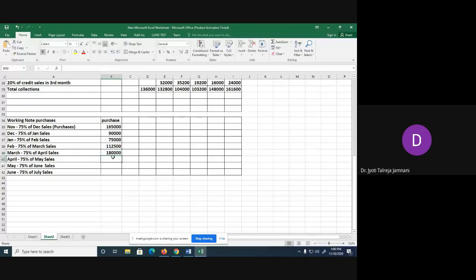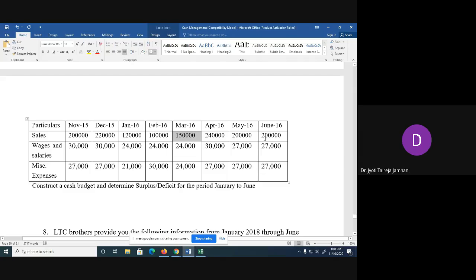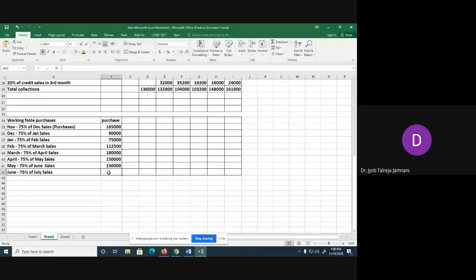So 1,80,000 and 1,50,000. And here and there 1 lakh. See, 75% of June. So 2 lakhs, 75% is 1 lakh 50, and here also 1,50,000. So that is common. Now here for June, I need July sales. I don't have July sales, so I can't find the value. I leave it as it is. So I found the purchases value from November to May.